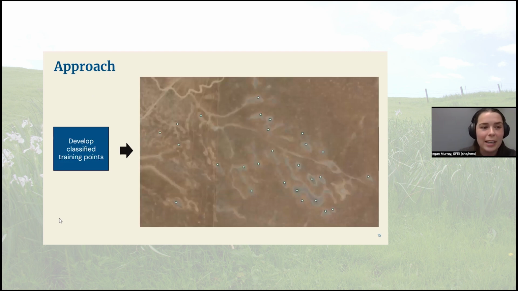So again, we started out by developing classified training points. We had a trained wetland scientist at SFEI drop all of these points. There were 1,100, and we used a binary system. So either it is a vernal pool or it is not a vernal pool. So you can see here, for example, all of these point data dropped in ArcGIS Pro inside of these vernal pools and labeled as vernal pools.